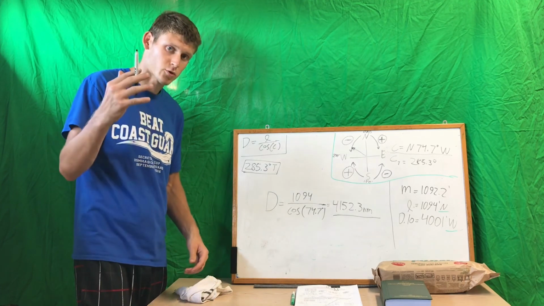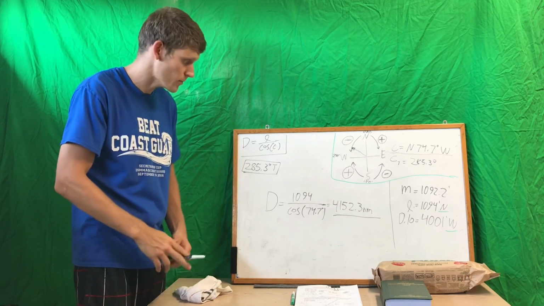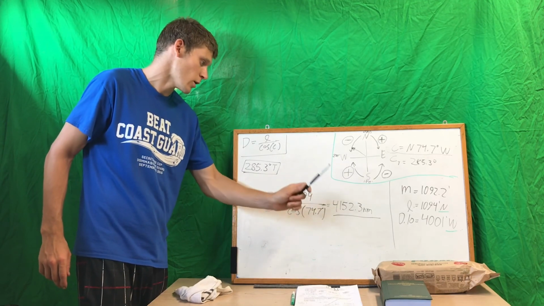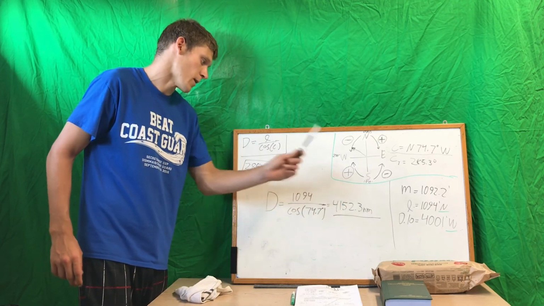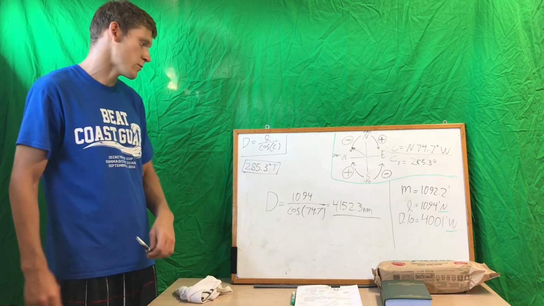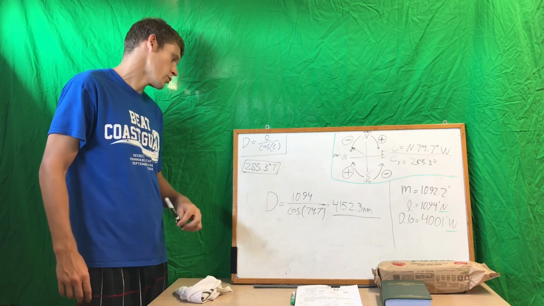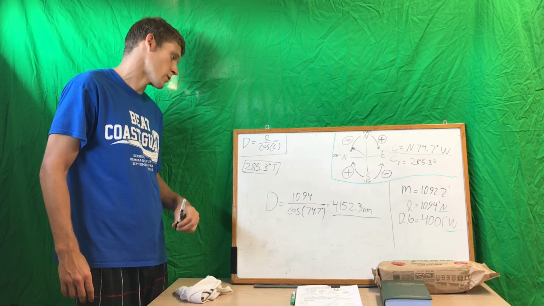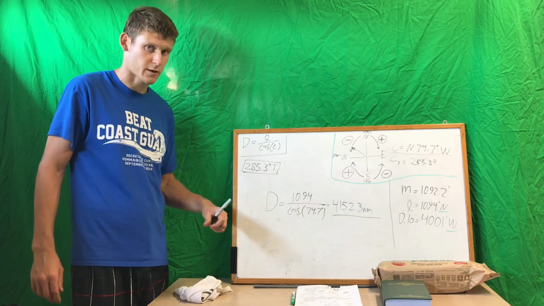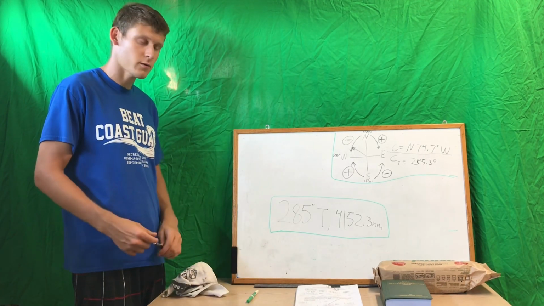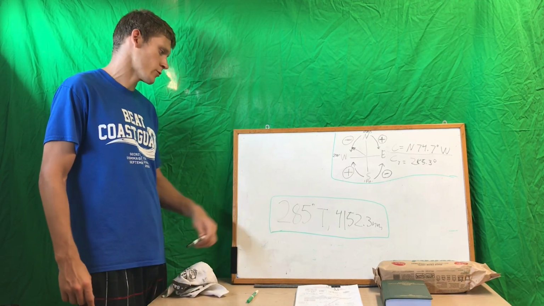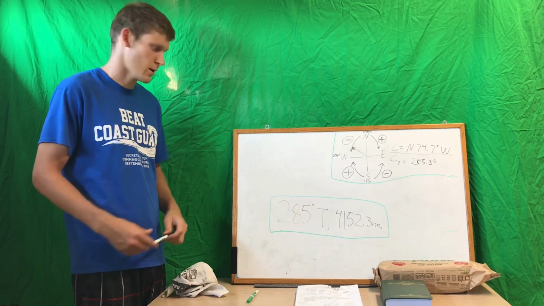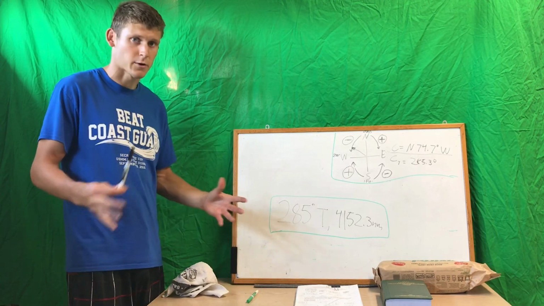Punch that into your trigonometric calculator and you will get 4,152.3 nautical miles. And that is the distance we sailed on a course of 285.3 degrees true on Mercator Sailing. So when all said and done, your answer is 285 degrees true, 4,152.3 nautical miles. And that is how you solve a Mercator Sailing problem.